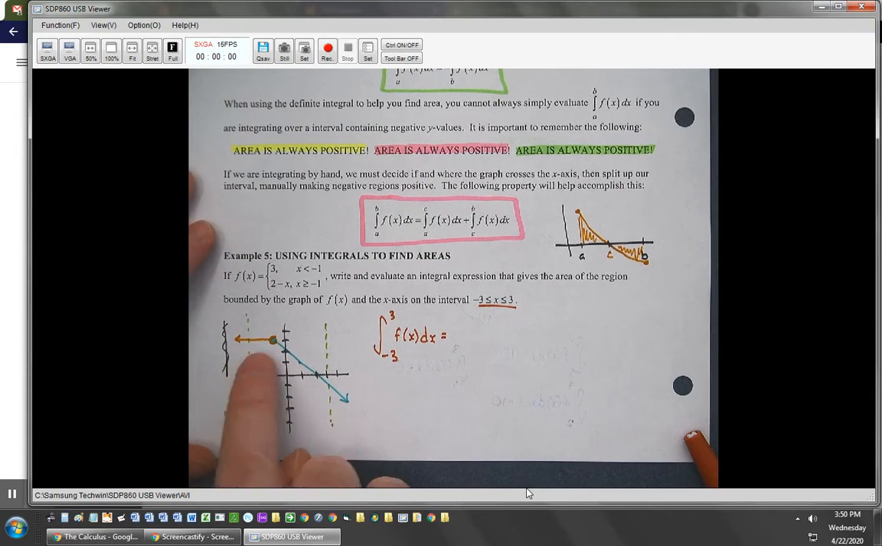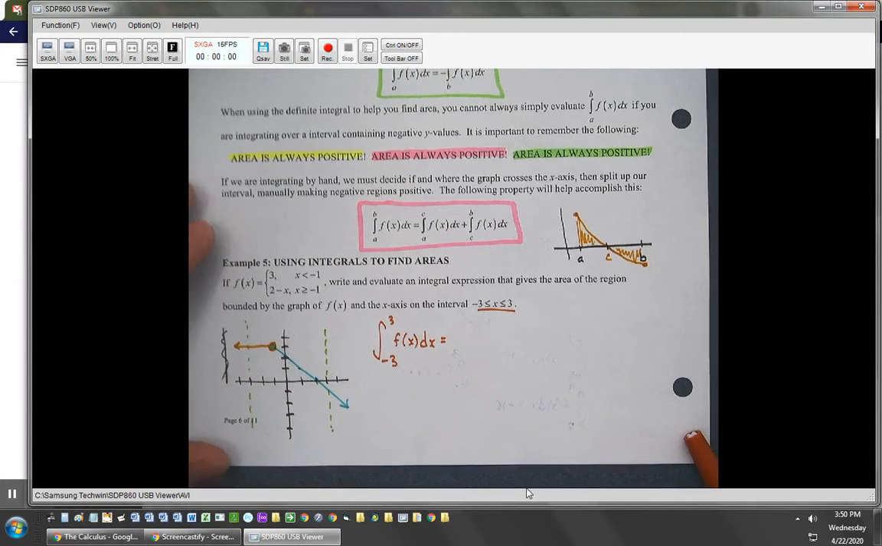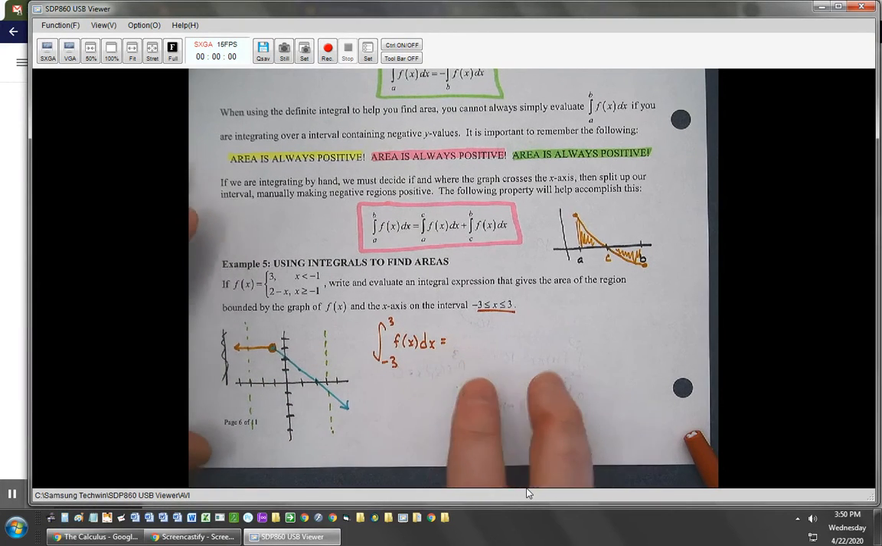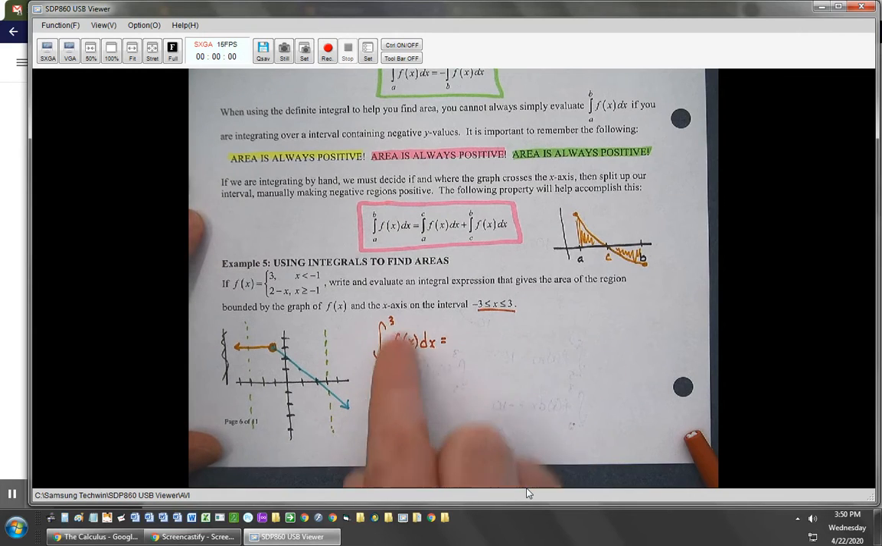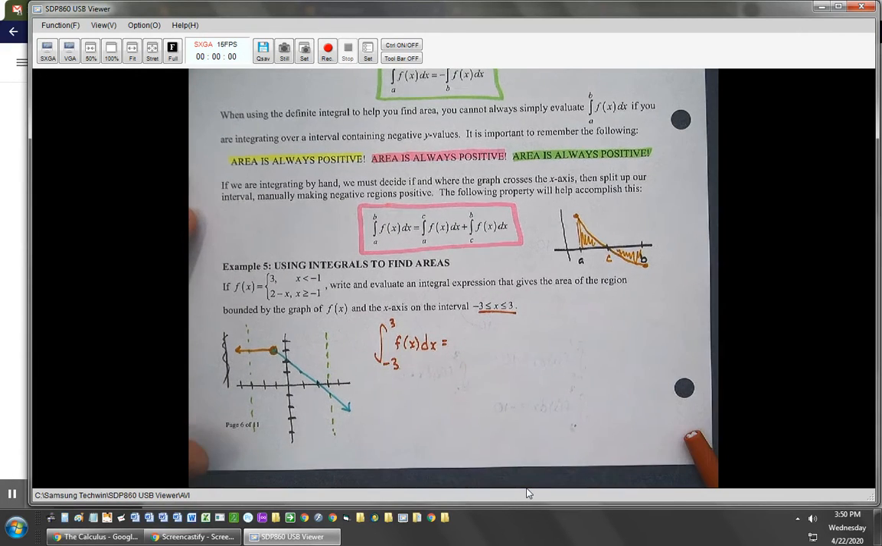So there isn't one shape that's above, and so we've got to break this up into two separate pieces: the piece of the function that's above the x-axis and the piece that's below the x-axis. So I'm going to let you try to rewrite this as two separate integrals. Break this -3 to 3 thing up into two separate integrals. All right, let's see how you did.